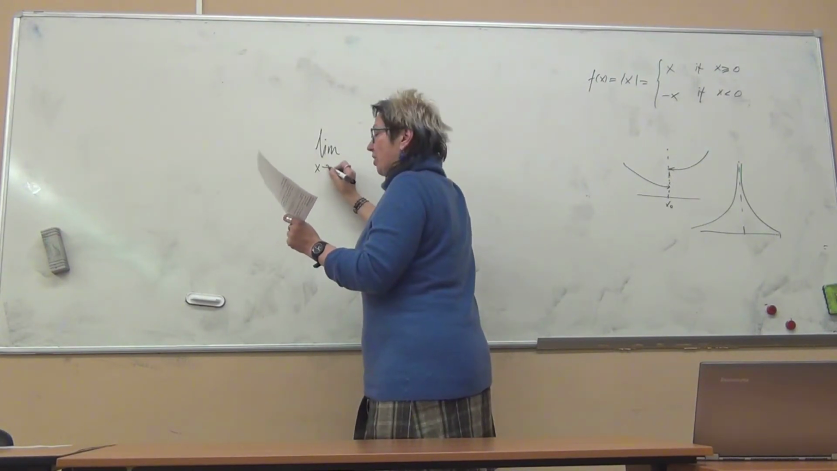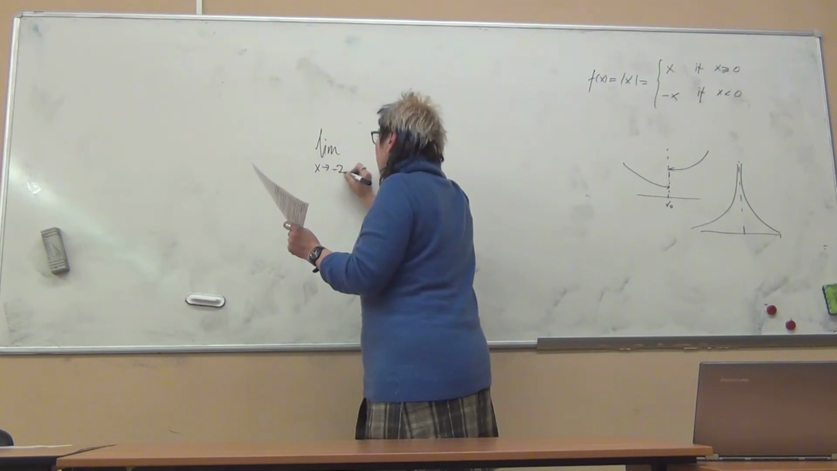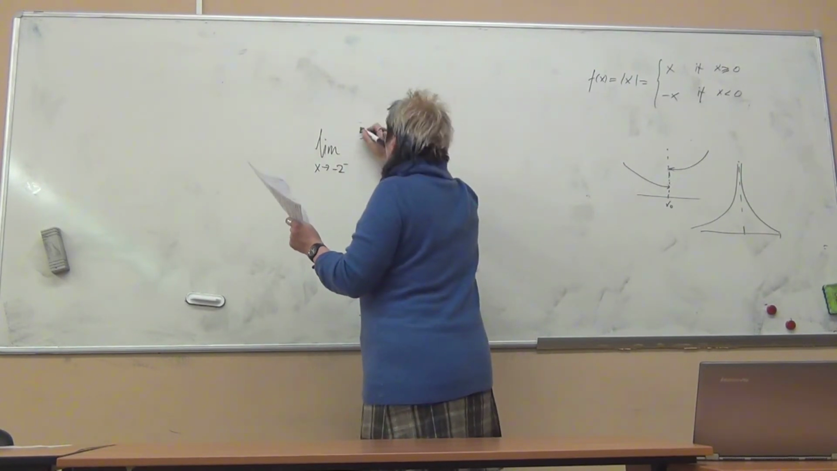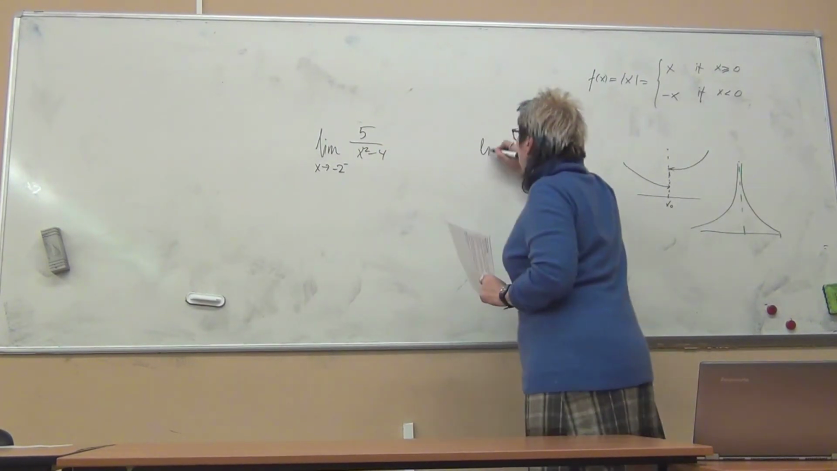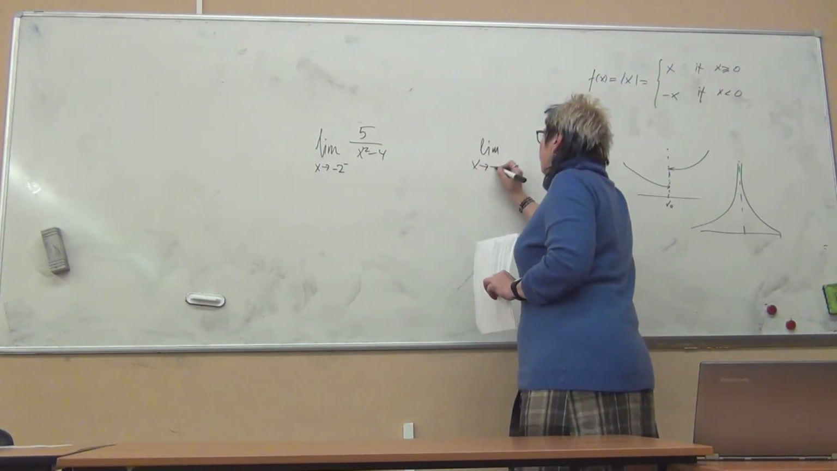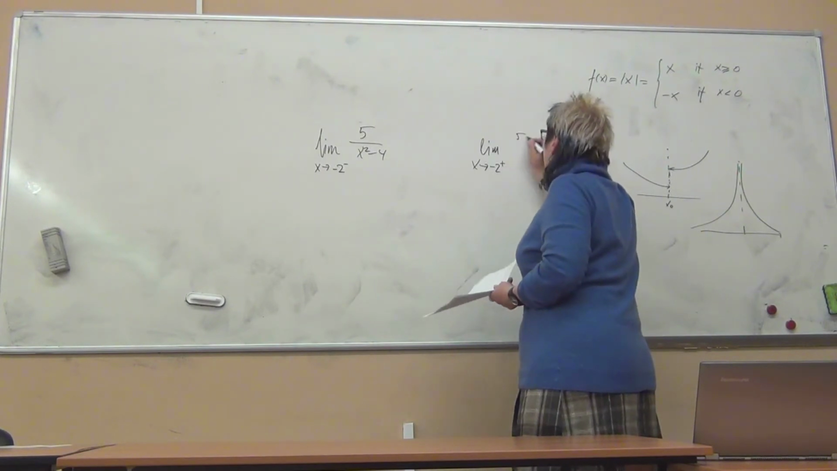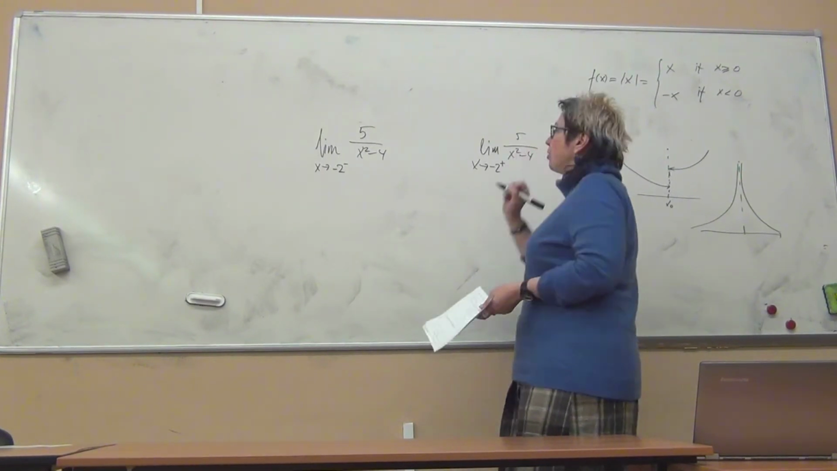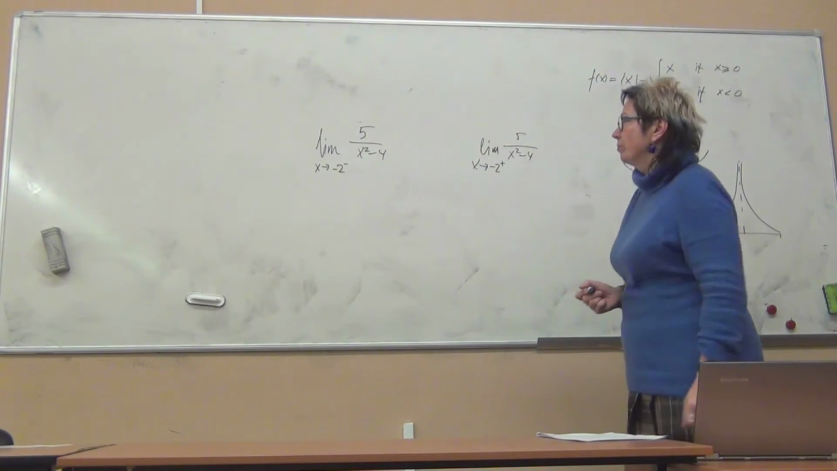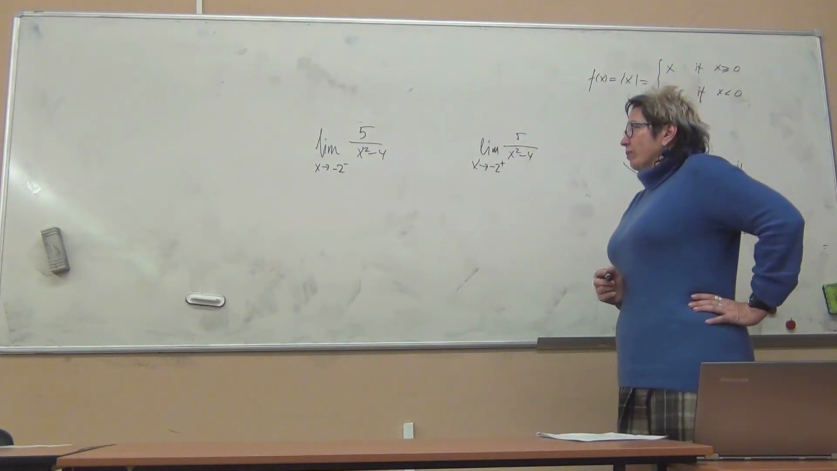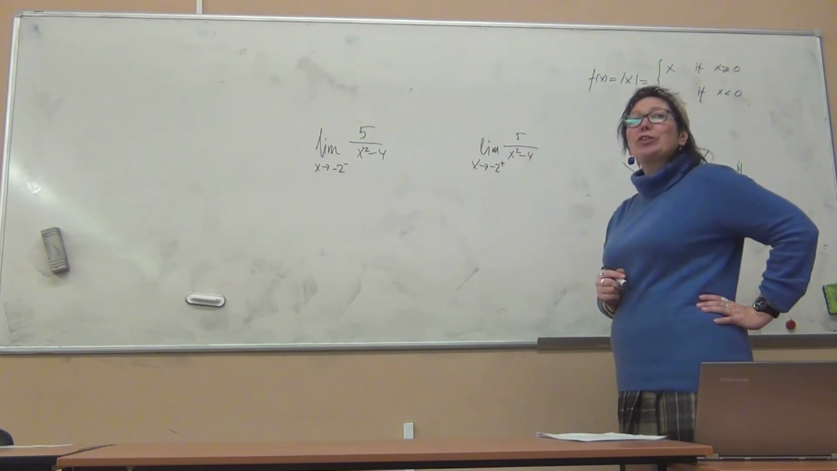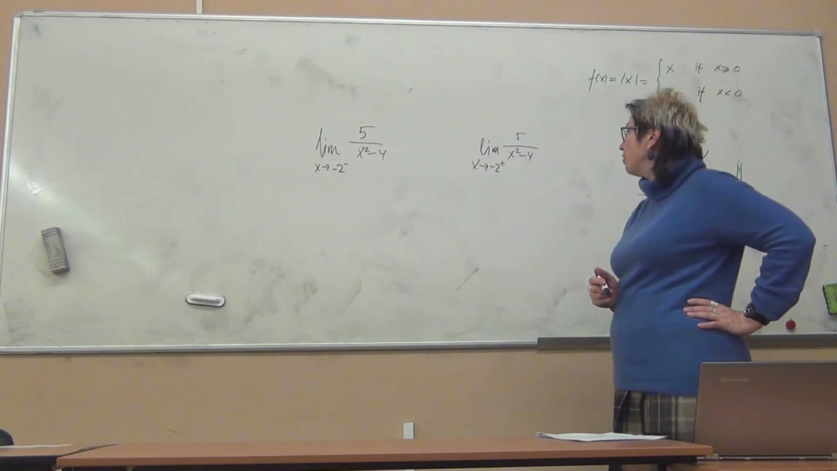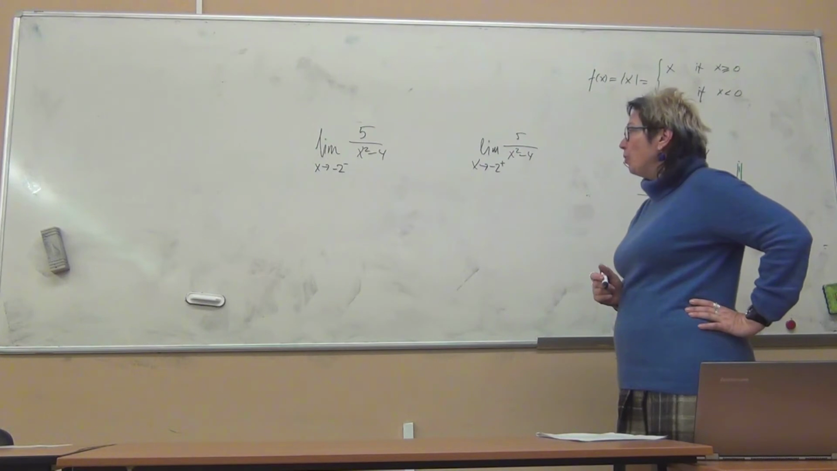The limit as x tends to minus 2 from the left of 5 over x squared minus 4. And the other one, the limit as x tends to minus 2 from the right-hand side of 5 over x squared minus 4. Okay. Positive and positive. So which one is positive, which one is negative? Or maybe both are the same. Both of them are positive. Both positive infinities.